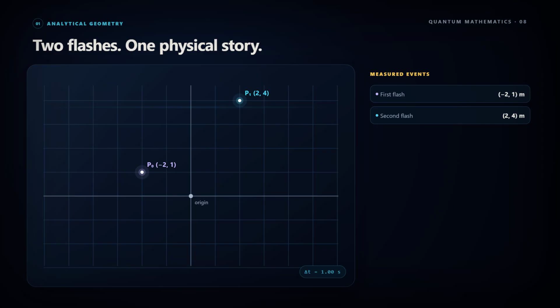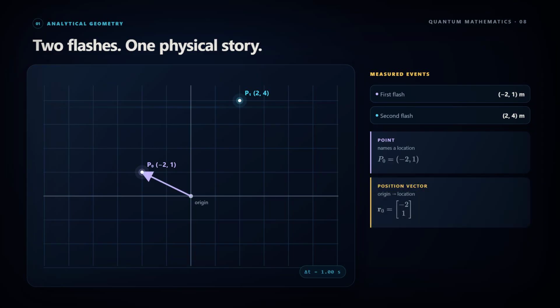What changed between them? Before we answer, notice that a point and a position vector can use the same two numbers, while meaning different things. The point P0 names a location. The position vector R0 is an arrow from the chosen origin to that location. Move the origin, and the position vector changes, even though the flash itself has not moved.